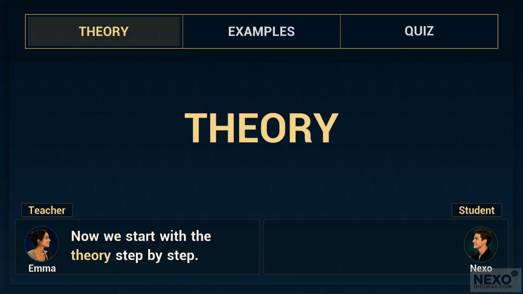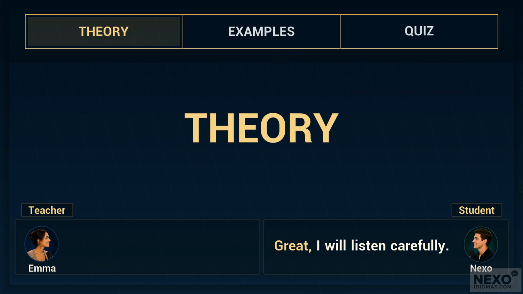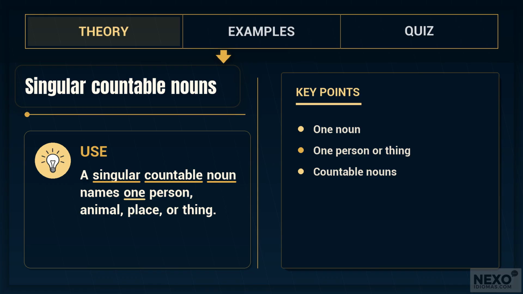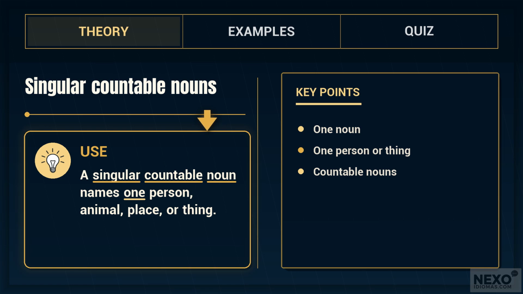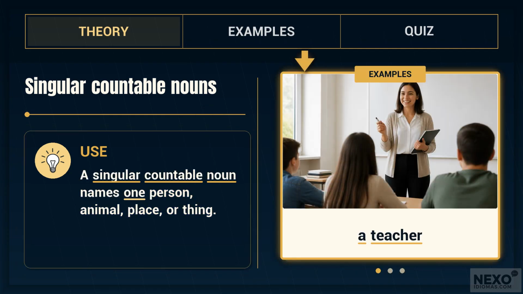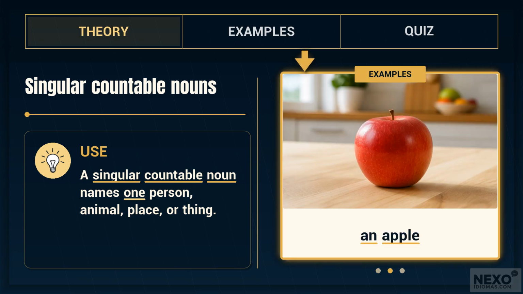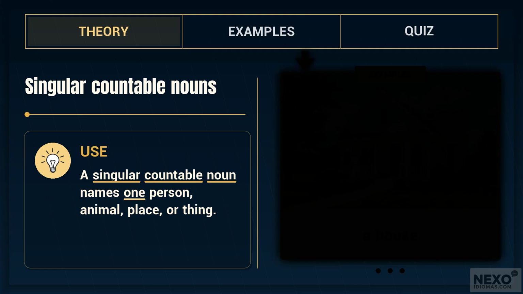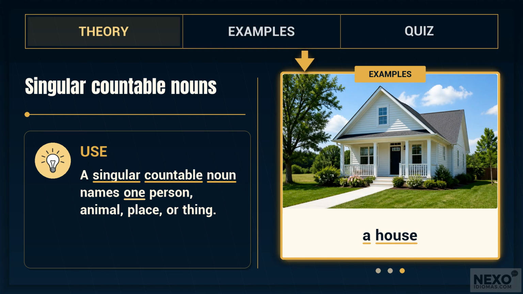Now we start with the theory step by step. Great. I will listen carefully. Singular countable nouns. A singular countable noun names one person, animal, place, or thing. Example. A teacher. Example. An apple. Example. A house.